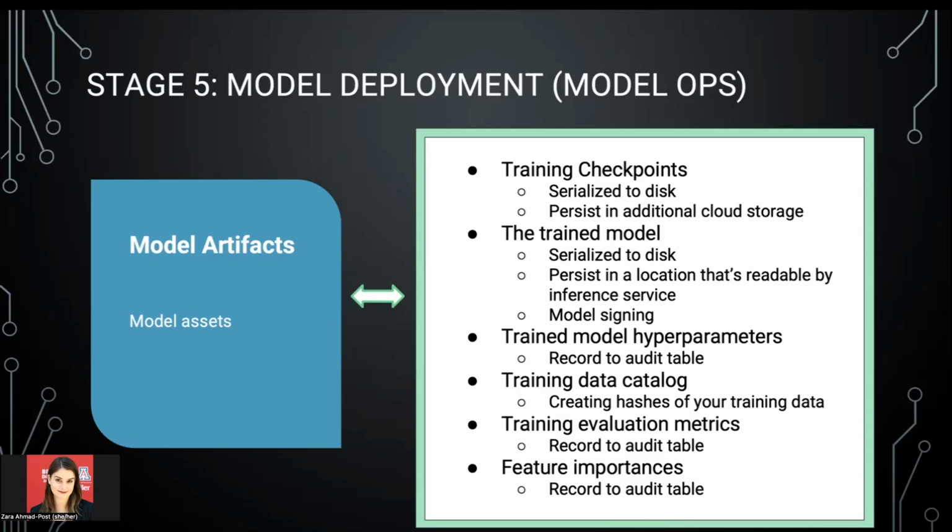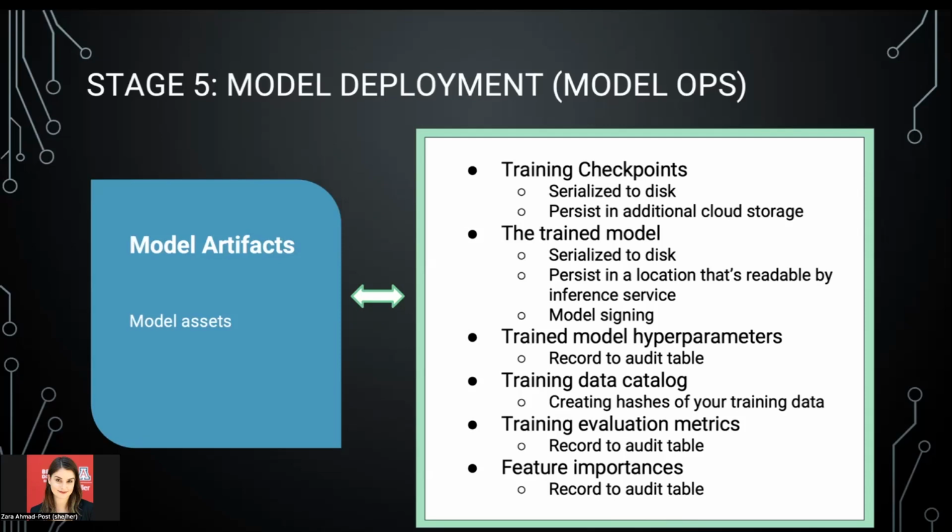Then the trained model's hyperparameters, those we can record to an audit table, for example. We want to make sure that we catalog our training data. So creating hashes of our training data and persisting those hashes alongside our model evaluation. Our evaluation metrics, we want to record those to an audit table to make sure that as we retrain, we're having pretty consistent results from training period to training period.